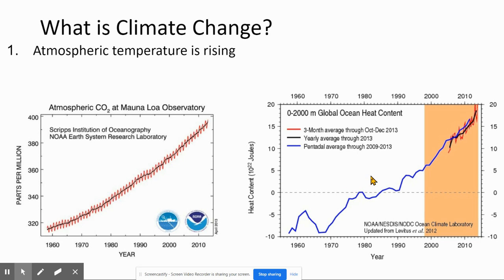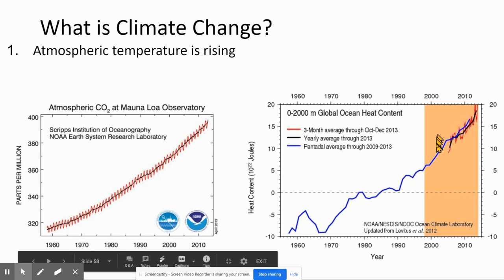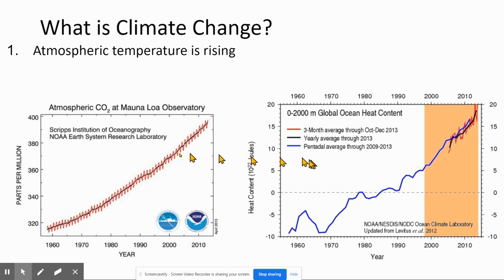And this is actually heat. This is CO2. And as the CO2 goes up, also the heat goes up. So these two are correlated. As CO2 goes up, more energy is trapped and the temperature goes up.